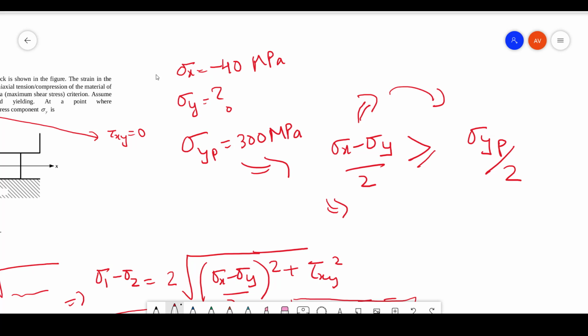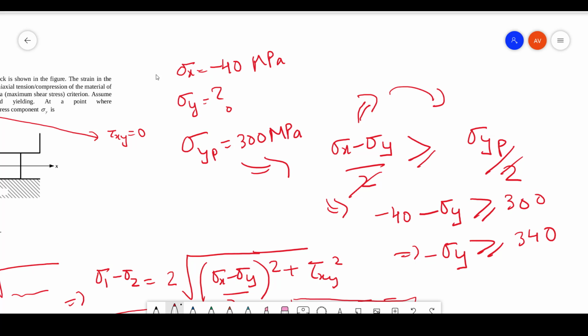So you can solve this further as minus 40 minus sigma y is greater than or equal to, here 2 will get cancelled, 300. Therefore your sigma y, you can add both side 40, minus sigma y will be greater than or equal to 340, which again you can multiply minus 1 both sides, so your sign will change, less than or equal to minus 340. So your sigma y is 340 or less compressive.